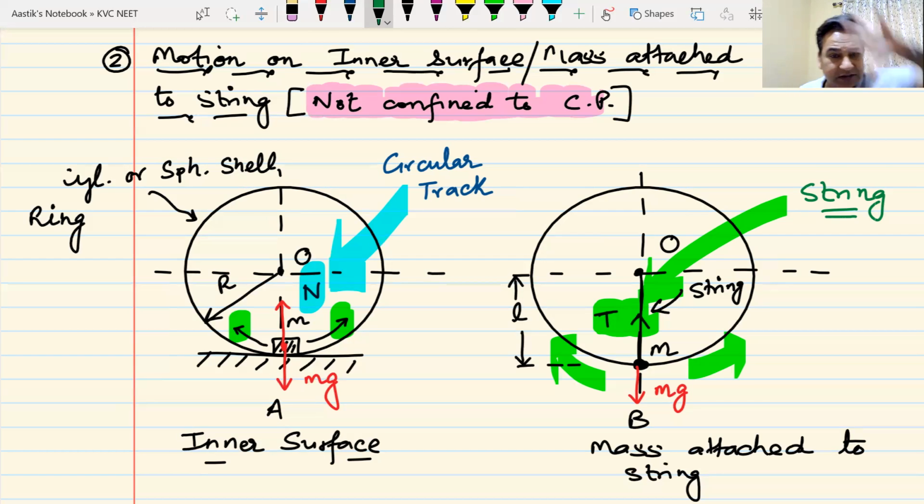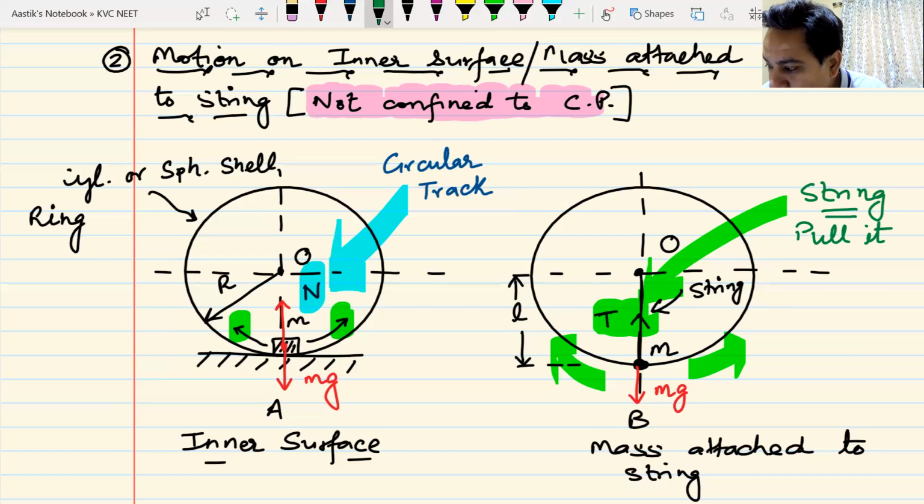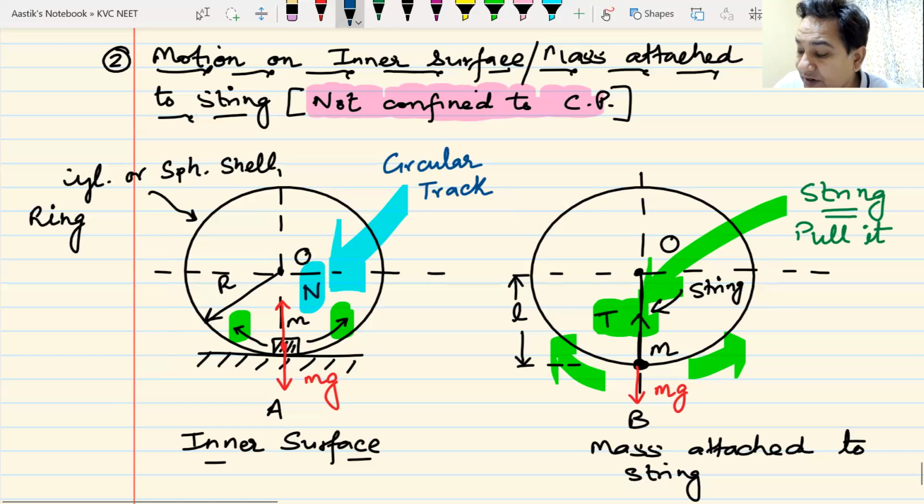In case B, the tension in the string is trying to, instead of calling it push it up, I'll call it pull it up. Tension T is trying to pull it up. I'll write it: tension is trying to pull it. Here, normal reaction is trying to push it.